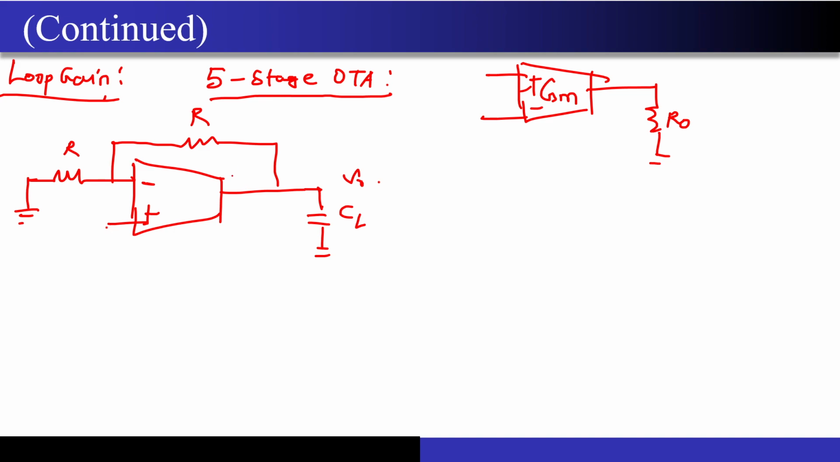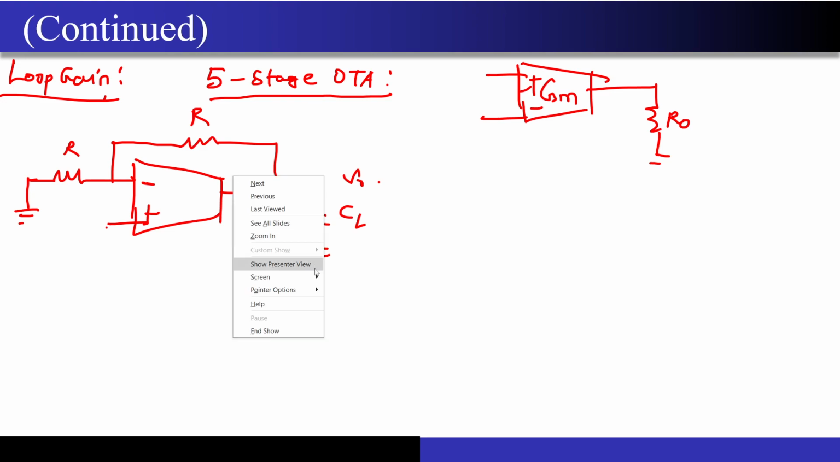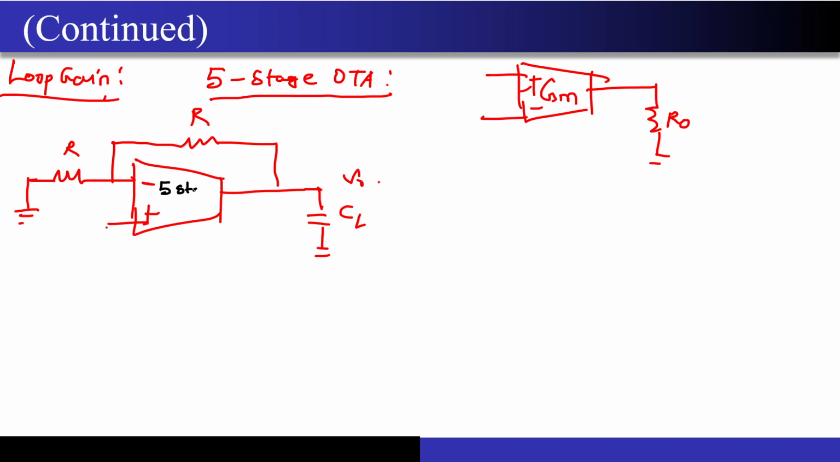So now this particular block, let me just change the color of the pen. Correct. So this particular block, this is your 5-stage OTA, correct? This block now, I will be replacing with this particular block, correct?